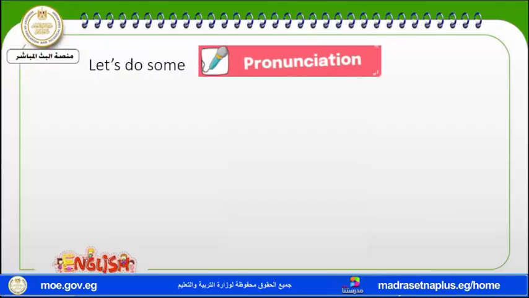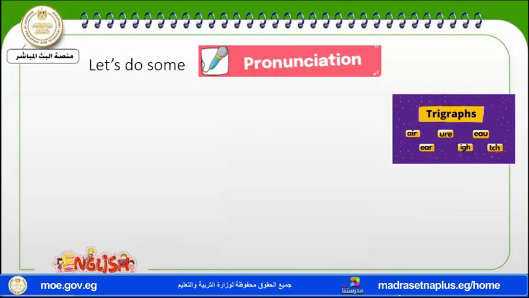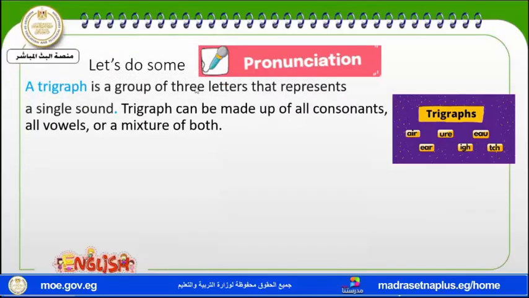After we have done some math, let's come back again to English and do some pronunciation. Today we are going to learn about trigraphs. What is a trigraph? A trigraph is a phenomenon in pronunciation that speaks about a group of 3 letters that represents a single sound. A trigraph can be made up of all consonants, all vowels, or a mixture of both. What does this mean?